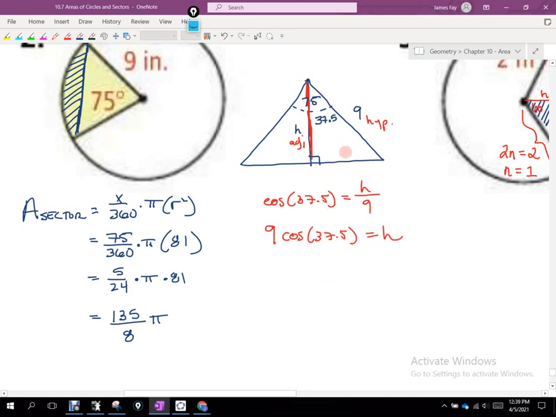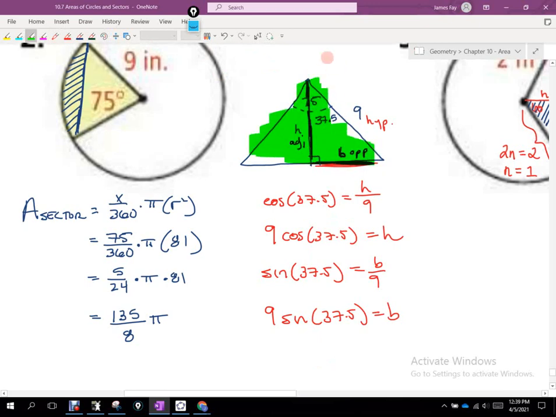Okay, that's great. Let's call this B right here. Okay, and that would just be that red distance. What trig ratio would I use to find B? Because it's the opposite side, right? So sine of 37.5 is equal to B over 9. So we go 9 sine of 37.5 is equal to B. Is that okay? What do I have to do with that B, though, to be able to get the area of the green triangle?